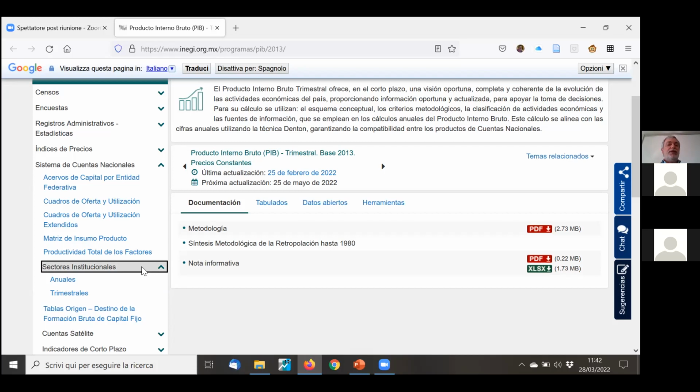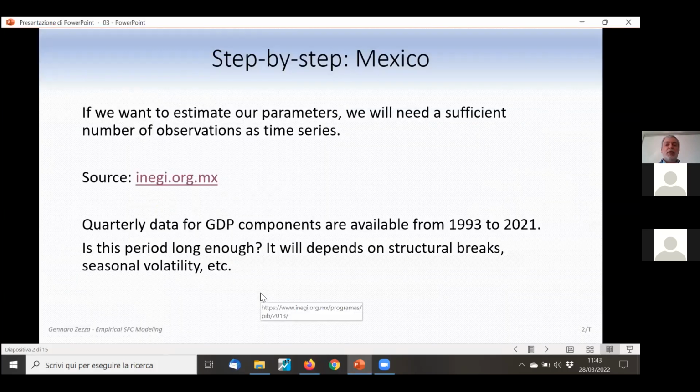In many countries that produce the sectoral accounts for the institutional sectors, the data are not seasonally adjusted. So you will need to make a decision on that. I chose to not use seasonal adjustment for this presentation. So this is the first decision: use seasonally adjusted data or not.